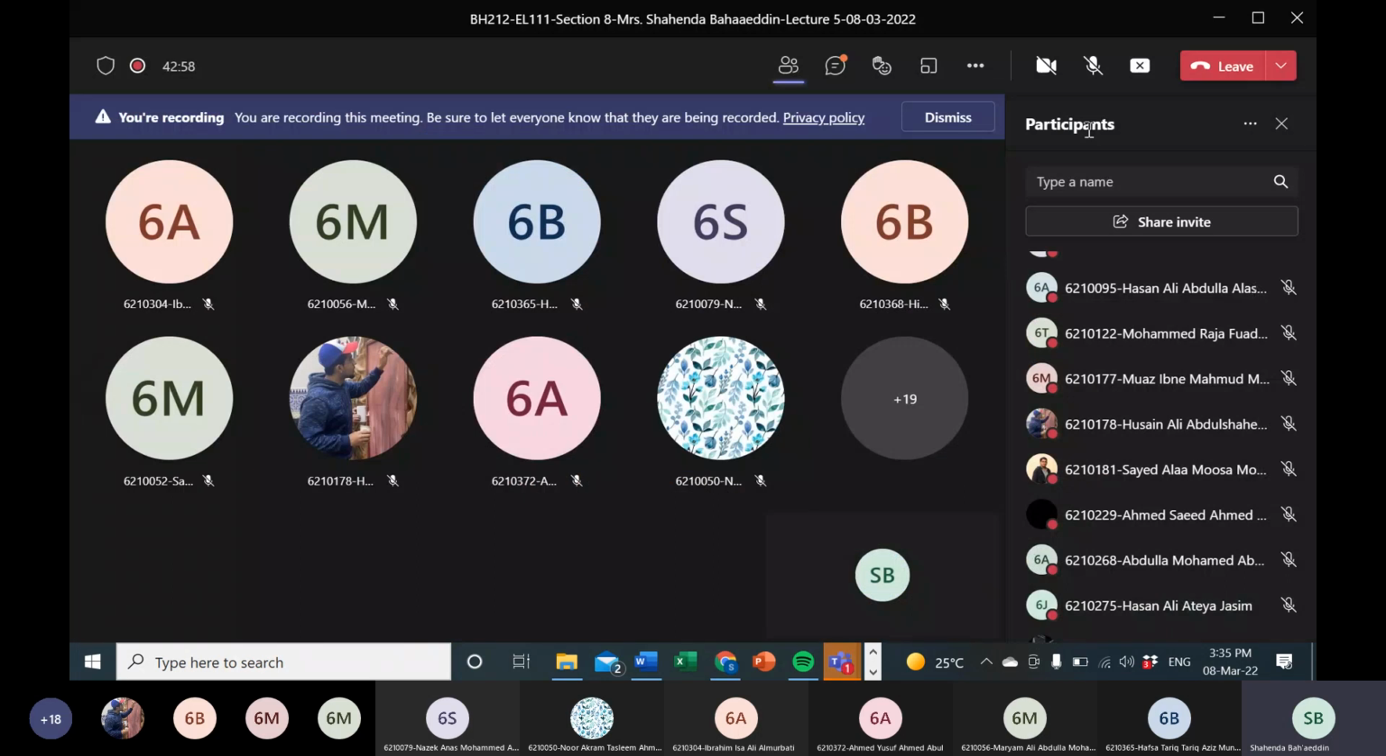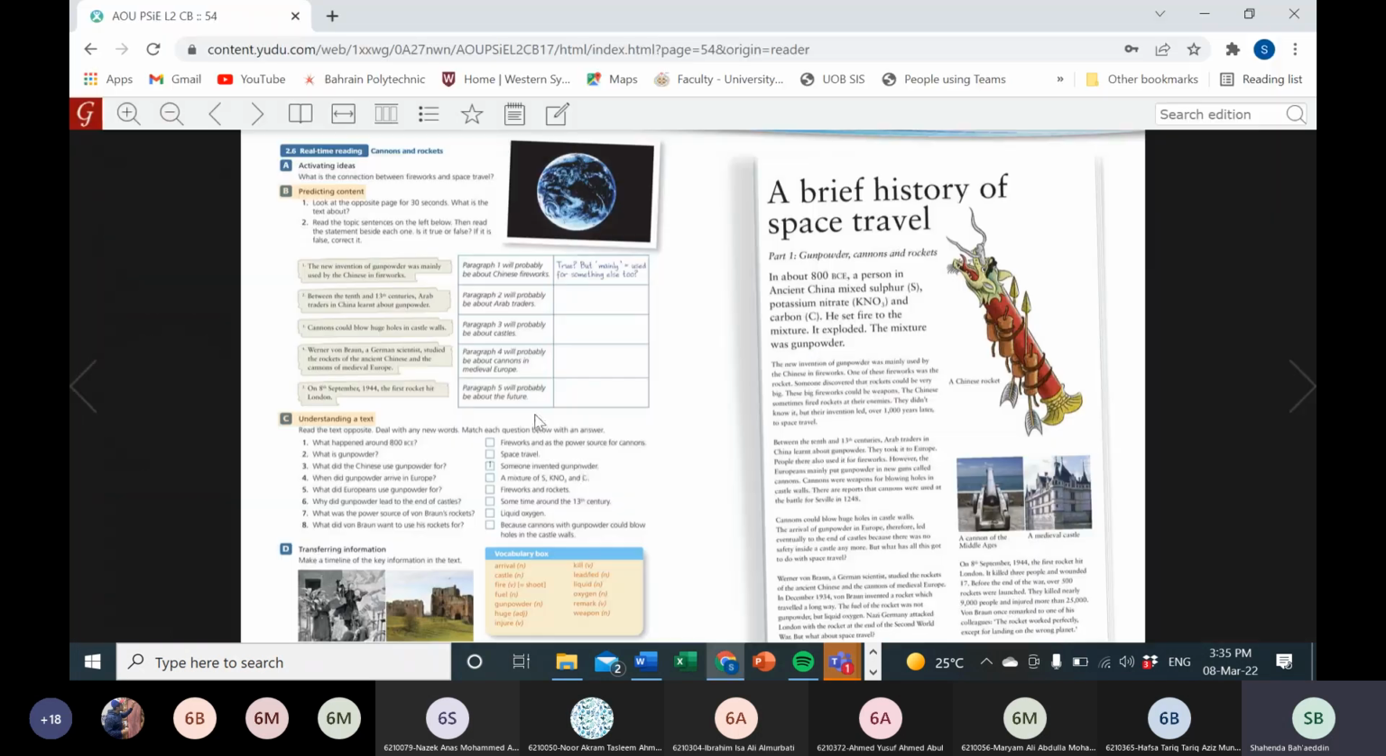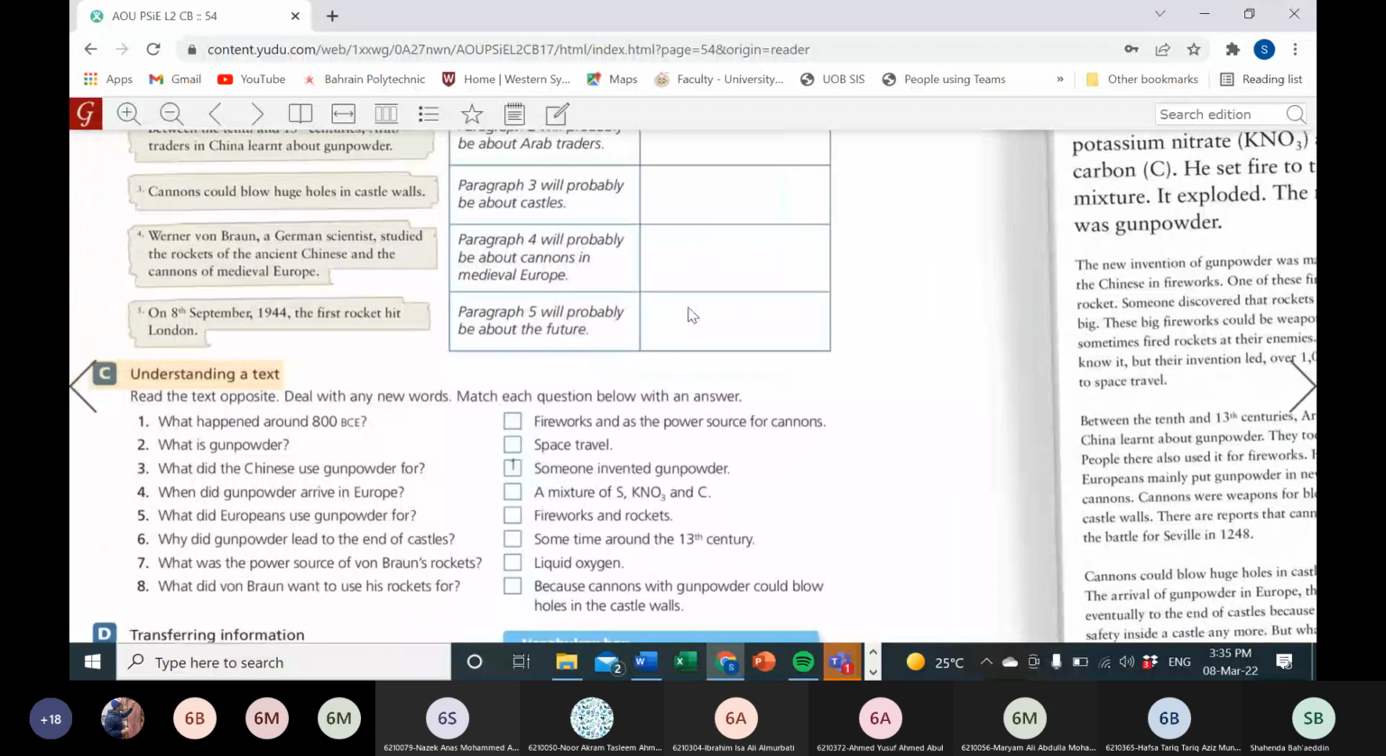Okay, guys, let's see what you did. What is gunpowder? Number 2, we'll go with. Come on, open your microphones, please, and speak up. A mixture of S, KNO3, and C.